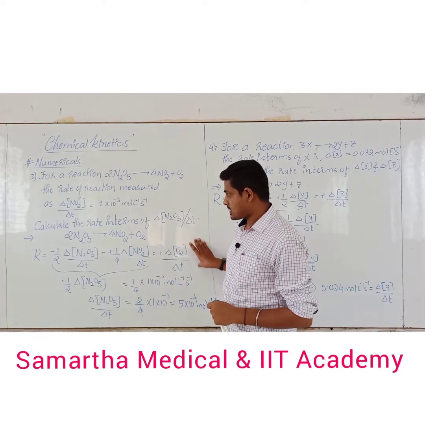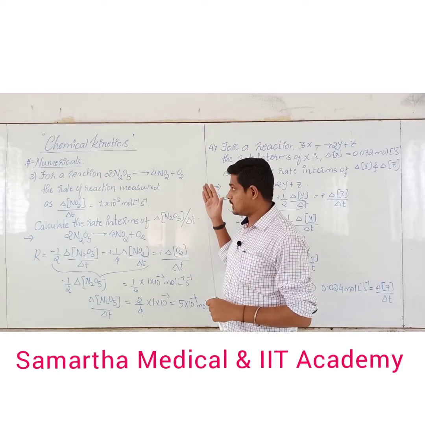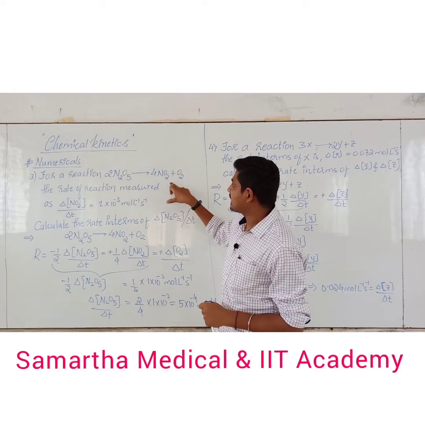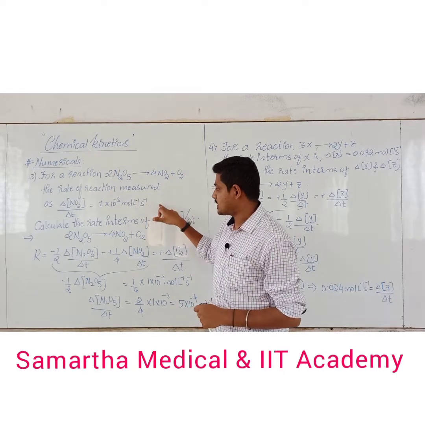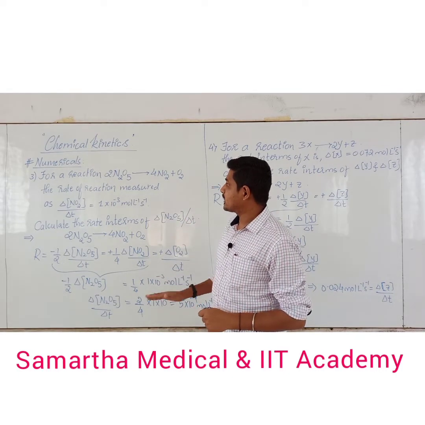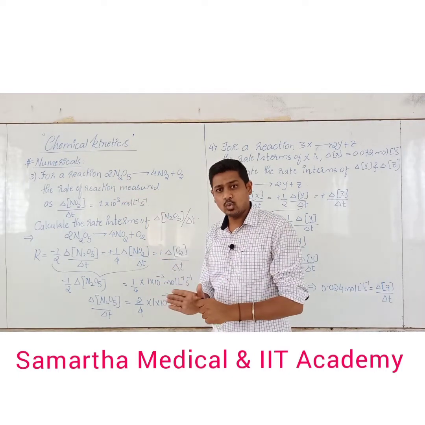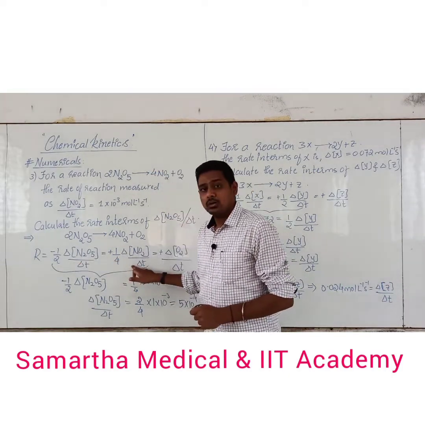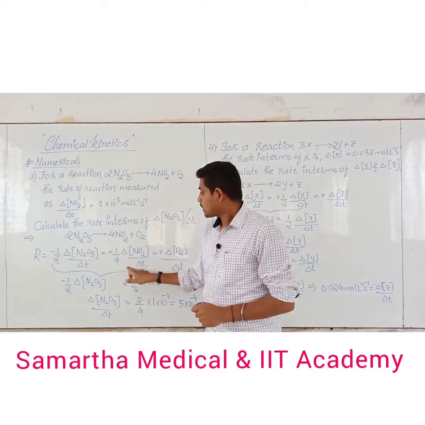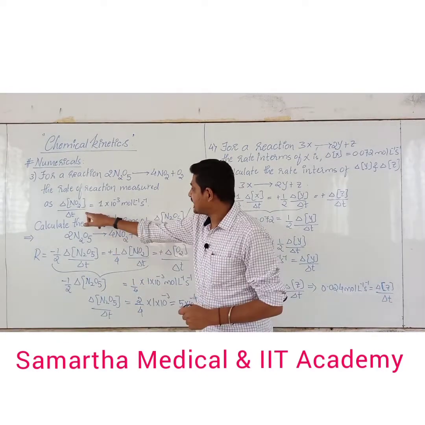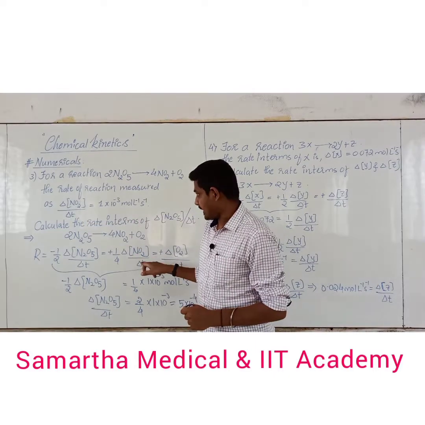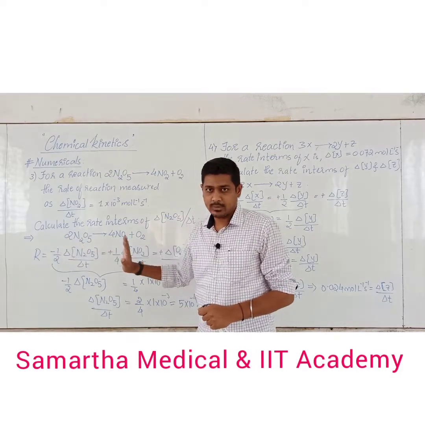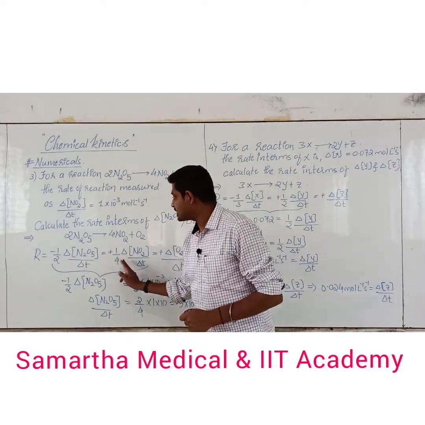Then after writing this, what they have given in the numerical is the rate of reaction in terms of nitrogen dioxide. How much? This value is there. So now they are asking you to calculate the rate in terms of this. So what you have to do is equate these two rates. Means if 1 mole of nitrogen dioxide is produced per second, then how many moles of nitrogen pentoxide is consumed? Therefore we have to equate these two.